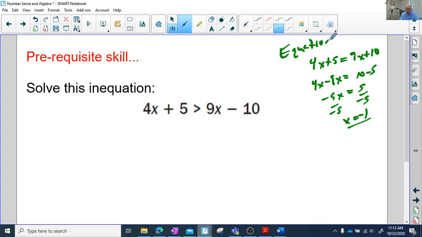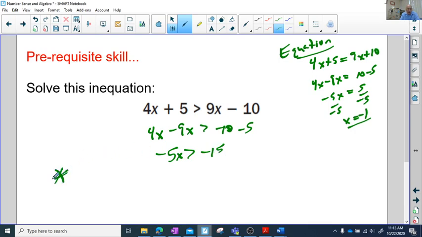This is an inequation because of the inequality symbol. It's done the exact same way. You collect the x's on one side, 4x, take away 9x, put your symbol, minus 10. No, I just wrote it down wrong. Okay, so minus 10. Bring your 5 over, it'll be minus 5. A negative 5x is greater than a negative 15. Got my x. Now, there's one little catch.